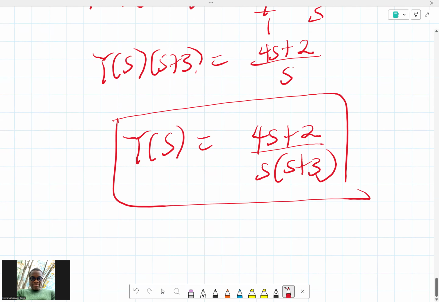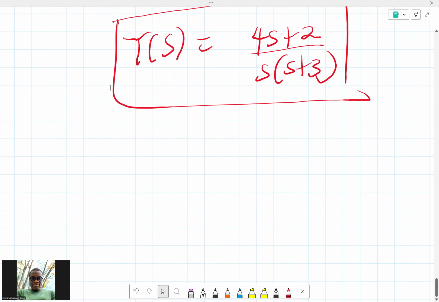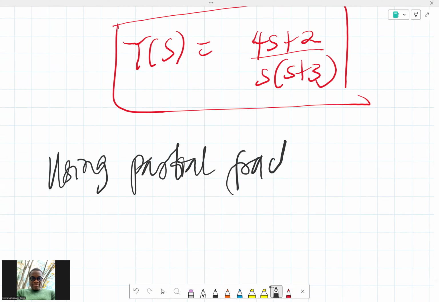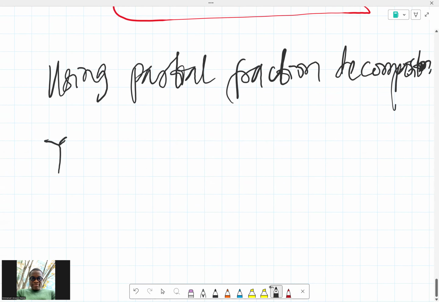From what we know already, if we have an expression like this, we can use partial fraction decomposition to split them up. You see the denominator is a product of two linear factors. So we have a simple split.